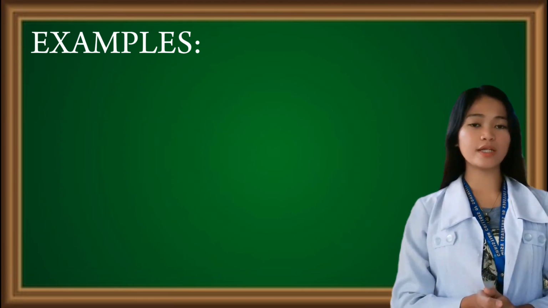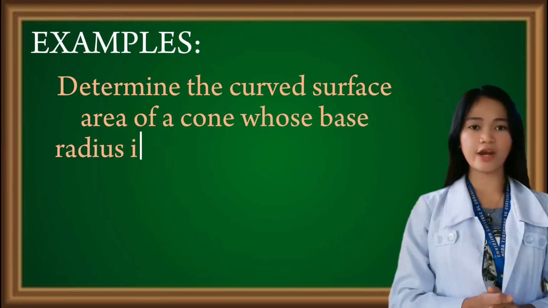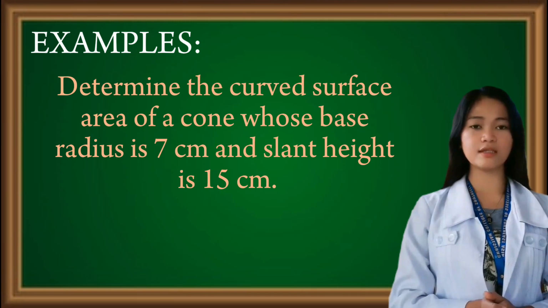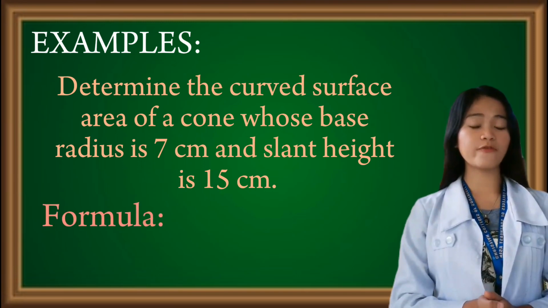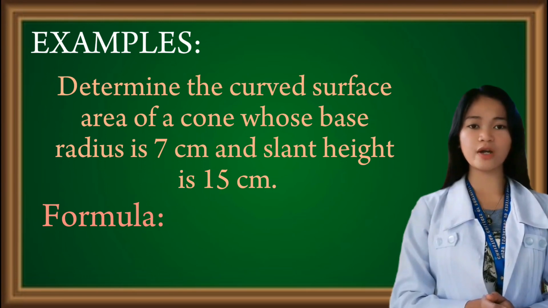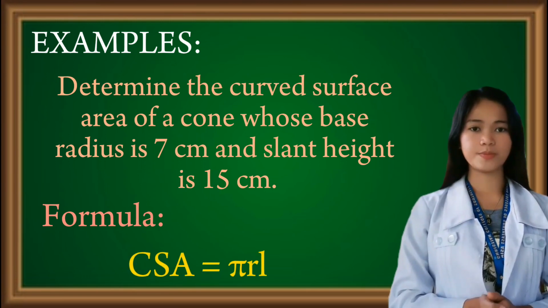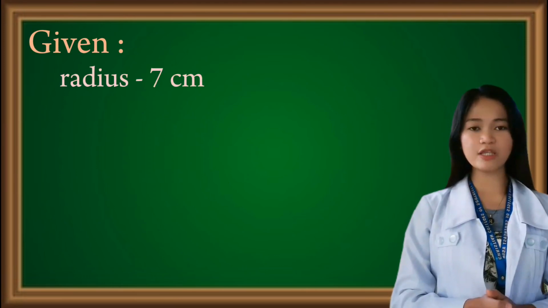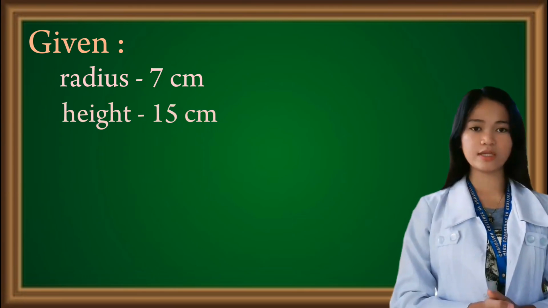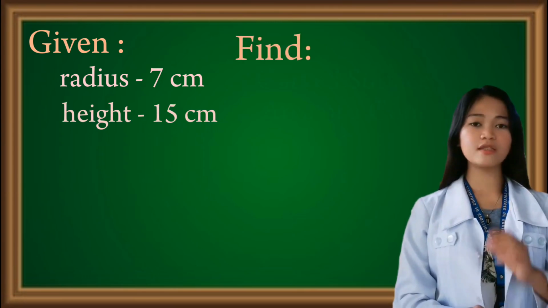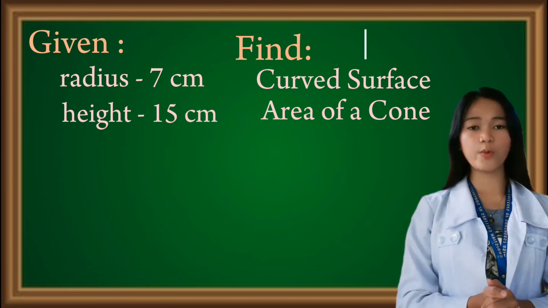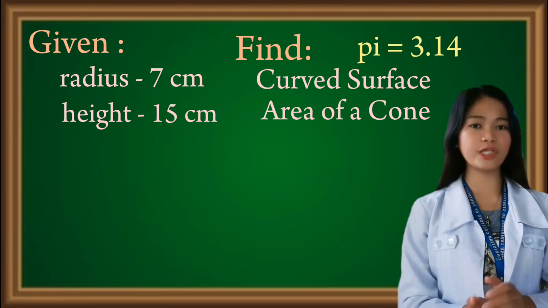Problem number 1: determine the curved surface area of a cone whose base radius is 7 cm and the slant height is 15 cm. We already know the formula to calculate the curved surface area of a cone is pi r L. So, given in the problem is the base radius, which is 7 cm, and the slant height, which is 15 cm. And we need to find the curved surface area of a cone. And also, we already know that the equivalent of pi is 3.14.